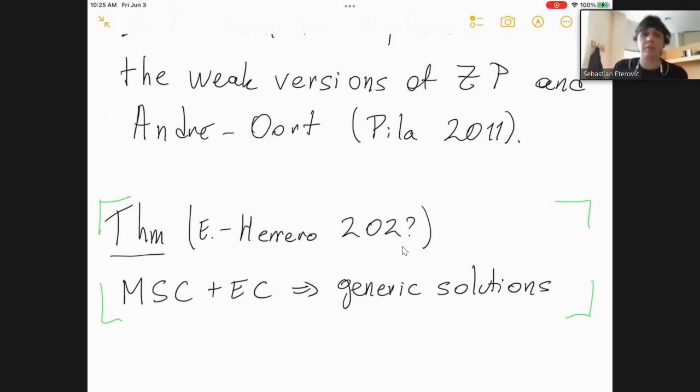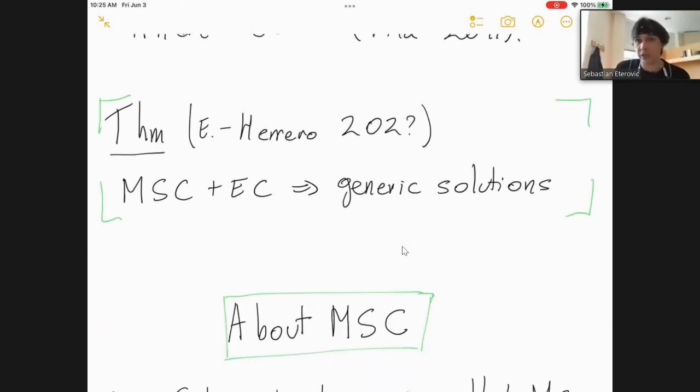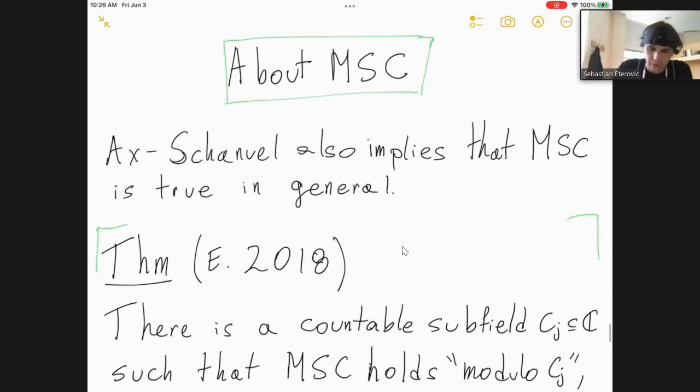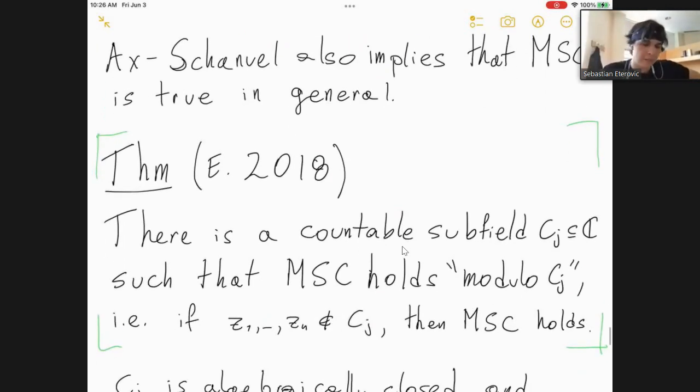But what about the other conjectures? What about modular Schanuel and existential closedness? So, modular Schanuel first. As it turns out, modular Schanuel has something to do with Schanuel's conjecture, and in a very concrete way. I've written it here: morally speaking, what it says is that modular Schanuel is true in general. And what that means is this. This is a result that I showed some years ago, essentially saying that there is a specific countable subfield of the complex numbers where any problems with modular Schanuel will show up.